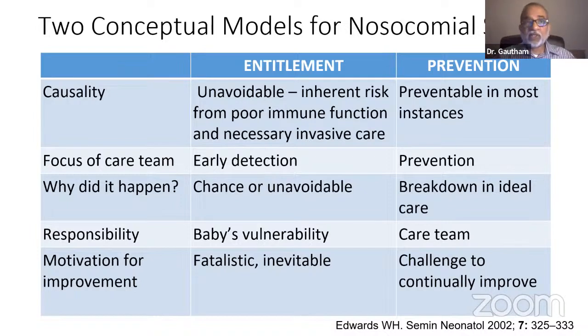So they went around visiting these units. He found that one thing was common to all units that had low infection rates. They did not accept that infection was inevitable and that it was an entitlement of premature babies. So when the baby had an infection, they blamed themselves and said, somehow there was a gap in our care. Somehow we dropped the ball. That's why the baby got an infection.